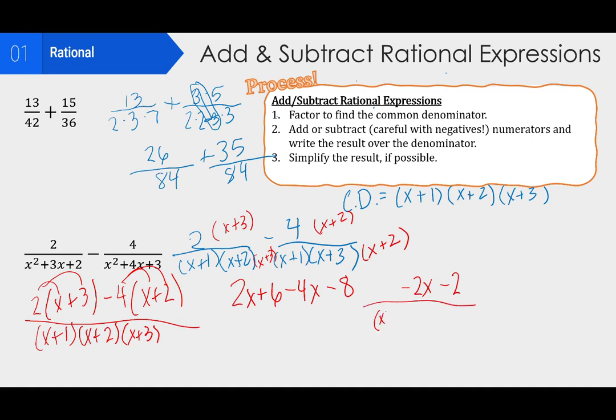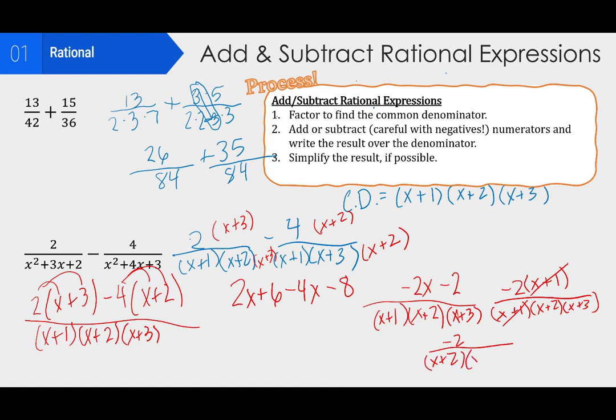And I have my denominator down here. I have factored the bottom all out. I'm going to leave it that way because of the last step. It says simplify if you can, simplify if possible. So I'm going to take out a negative 2, and I can simplify it by taking out that x plus 1. Final answer, negative 2 over x plus 2 and x plus 3.